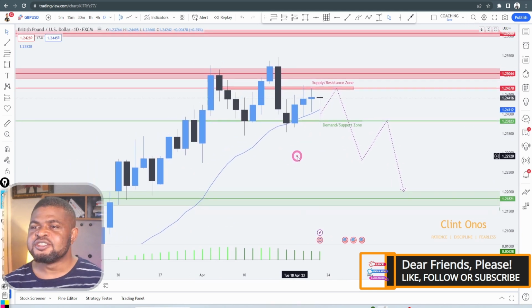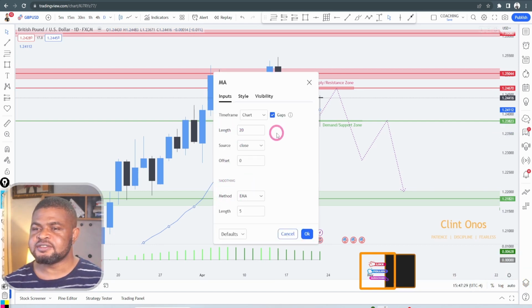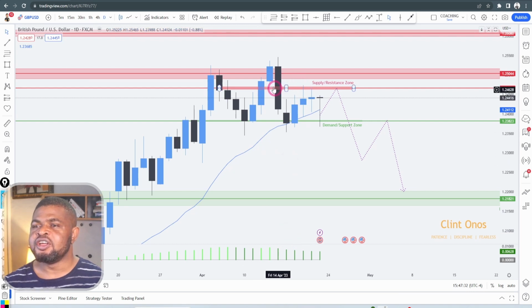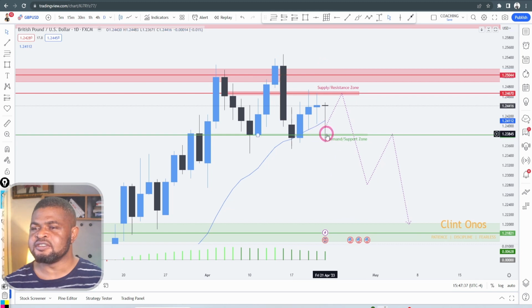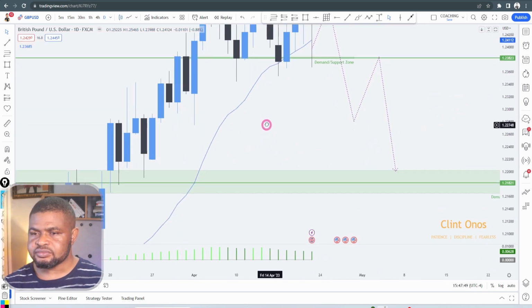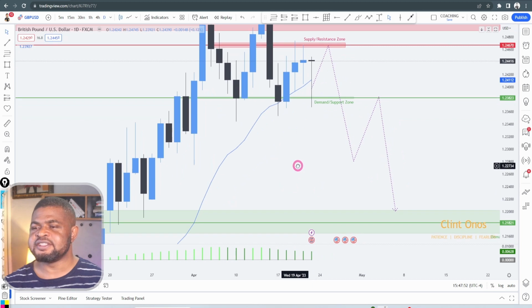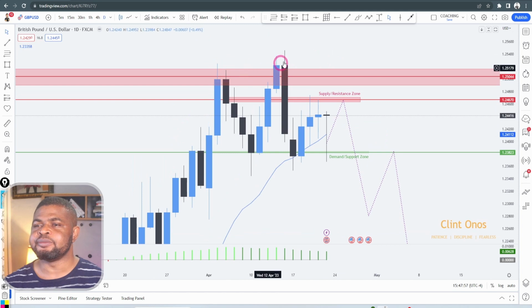So this is the 20-day moving average, or 20 period moving average, as the case may be, right? Length 20, that means 20 period. And this resistance level, of course, support level identified, right? So last week I was expecting the price to find support around this level, which it did, right? I was expecting the price to trade back to the support level after rejecting from this resistance level.